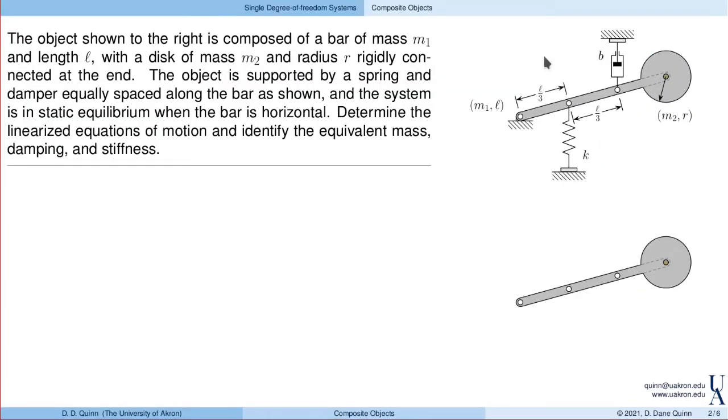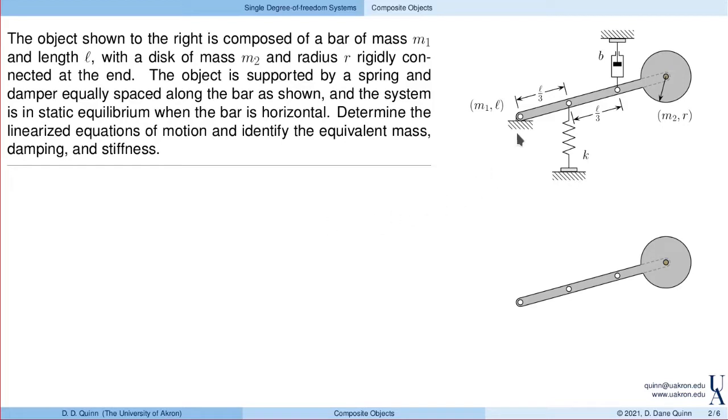Here's the system that we want to look at. Notice over here on the right, I have a composite object. So I have a disk, mass m2, radius r, that is welded to the end of a bar of mass m1 and length l. Again, the fact that these are welded is important. So this really acts as a single object. To this object, I attach a spring, stiffness K, a third of the way down the bar, and a damper with damping coefficient B, 2/3 of the way down the bar. Here, I've tried to indicate that this spring and damper remain vertical as the bar moves.